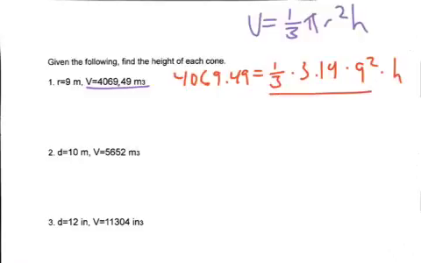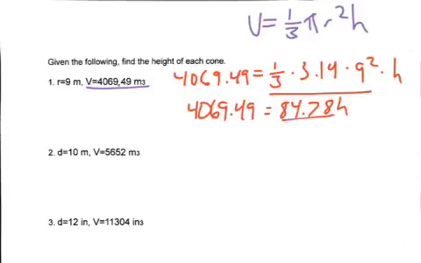So clean up all that jazz on the right side. So that's going to give me 4069.49 equals 84.78 h. Divide both sides by 84.78, and you're left with 48 is your height. Okay, and the last one here, number 2.